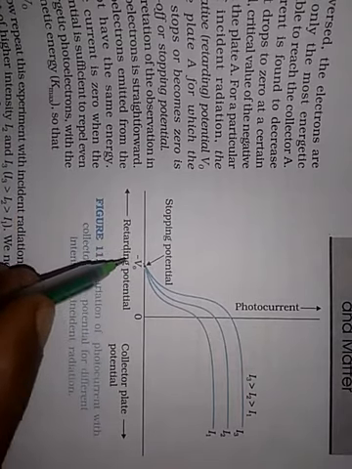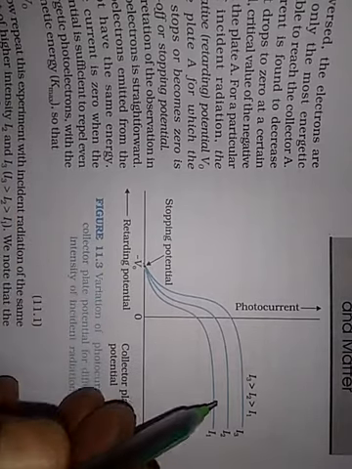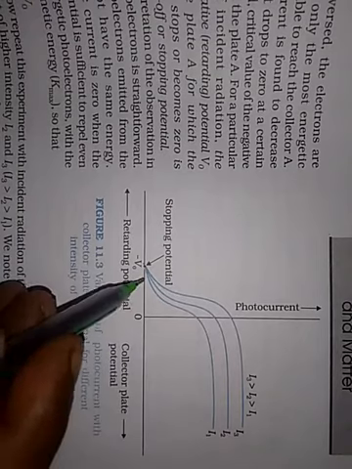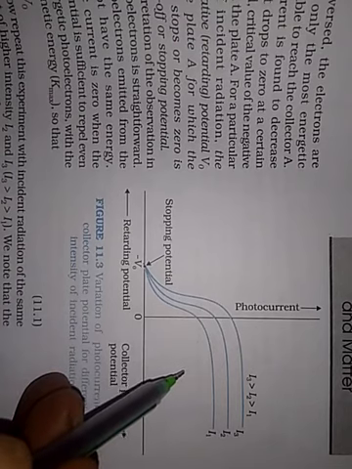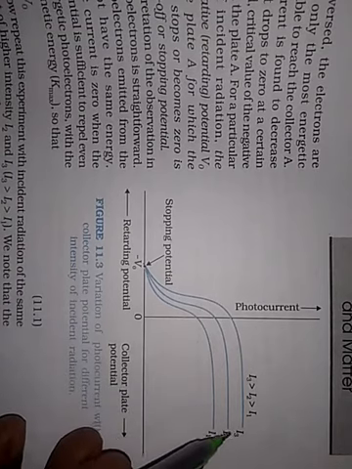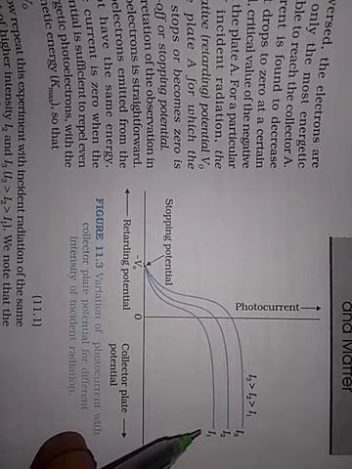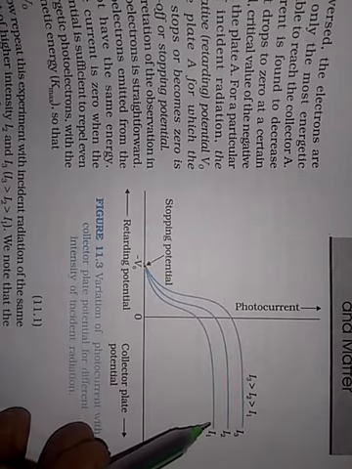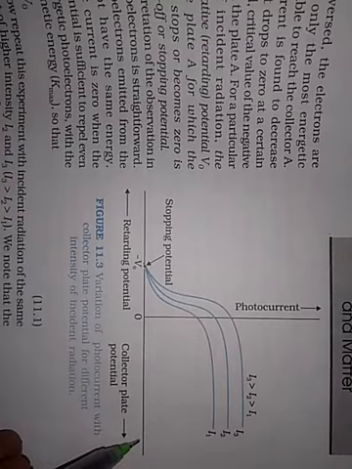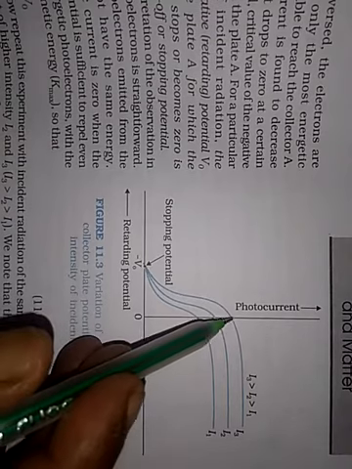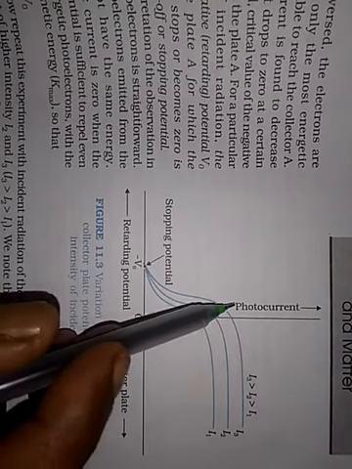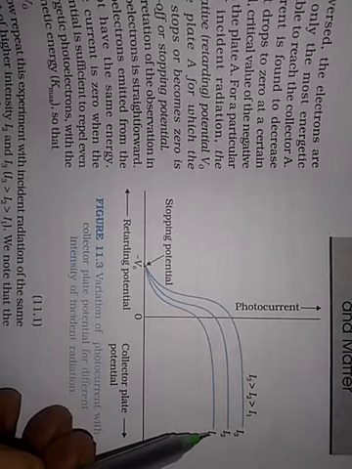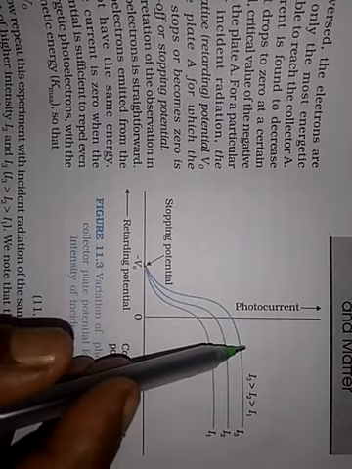This is important because even though the intensities are different, the stopping potential for all these 3 cases is the same, as these 3 sources have the same frequency. The only thing we are changing is the intensity of the light. When it is forward biased, we have a photocurrent that depends on the intensity of the light. If the intensity increases, the photocurrent also increases.